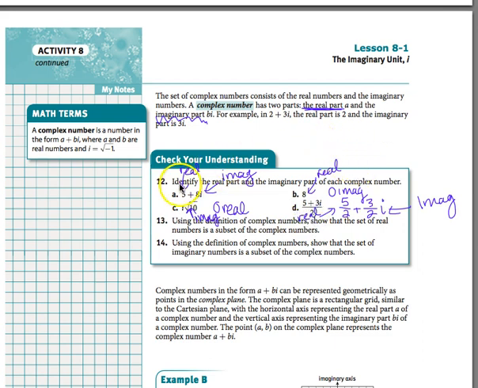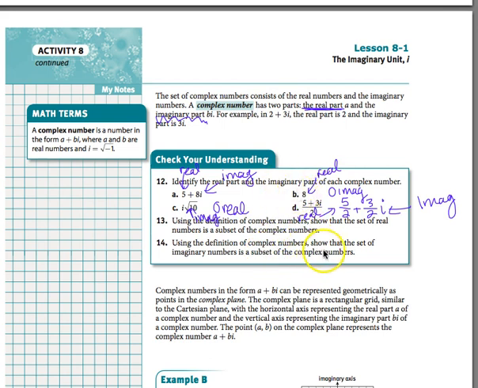I always get a few people who think that on C, they just put I as the imaginary and radical 10 as the real. Remember, it's bi. So any number that is attached to the I by multiplication is part of the imaginary part of the complex numbers.